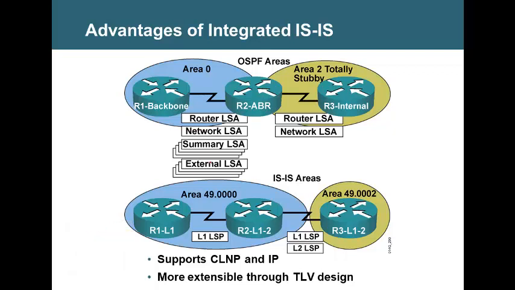And this supports CLNP and IP. And you can extend ISIS to support multiple features by adding type length value, by adding some additional ISIS field.